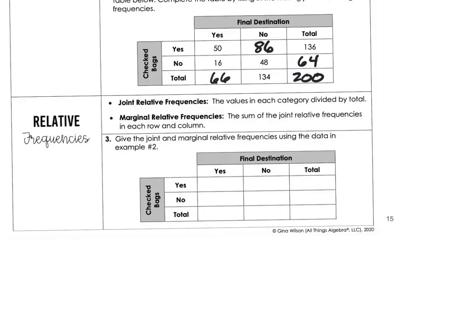And so in this case, we're going to use the same data that we had. So we have a total of 200 people. That's the first thing that we have to identify. We have a total of 200 people that were surveyed.